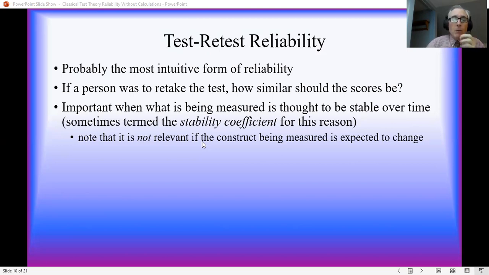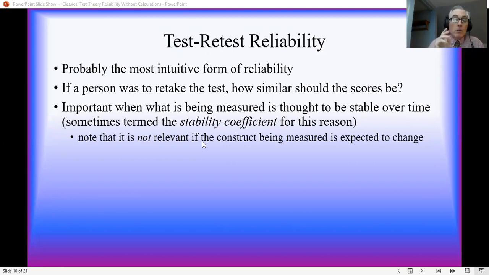So if you had the, sometimes termed, rubber ruler that keeps seeming to give you different results on different occasions, that's a bad measuring tool. Sometimes the reliability coefficient we're deriving here is called a stability coefficient because it is measuring how stable something is over time.